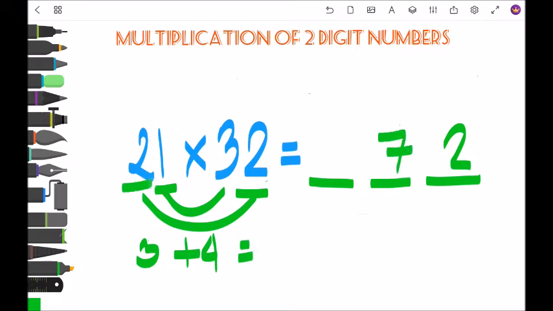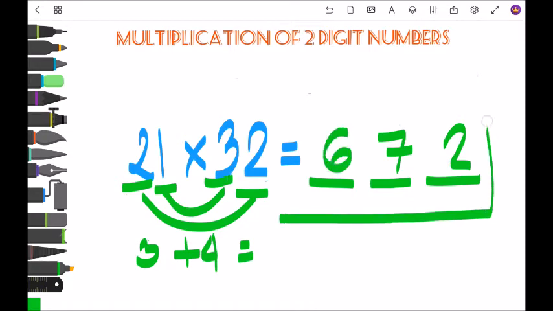And then multiply the first two digits. 2 times 3 is 6. So 21 times 32 is 672. See, it's easy.